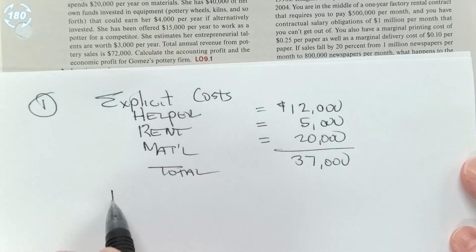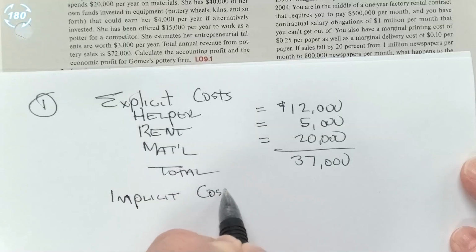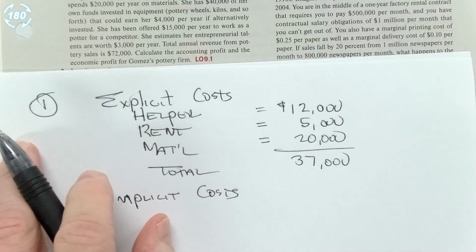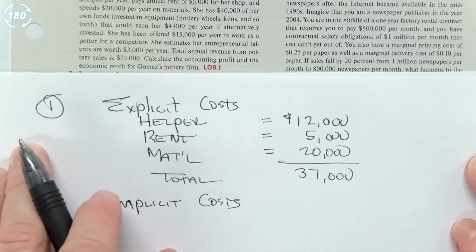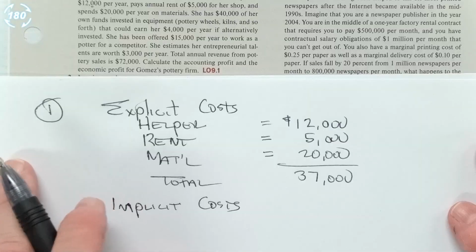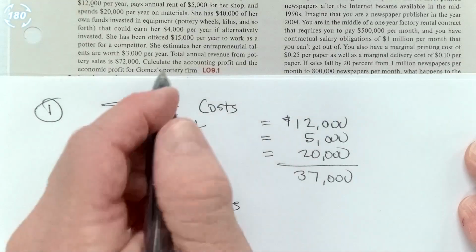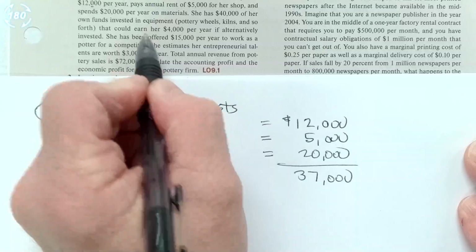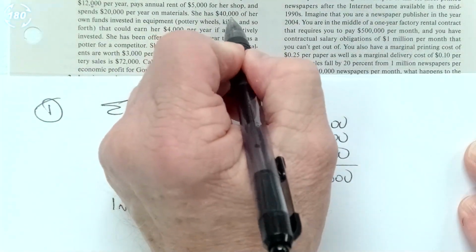Additionally, we'll need implicit cost to determine her economic profit. So what are some implicit costs here? Things that are costs, but she doesn't really write checks for. The $40,000 for the investment, okay, there is the $4,000 foregone. It talks about how she could earn $4,000 per year if she invested this somewhere else.